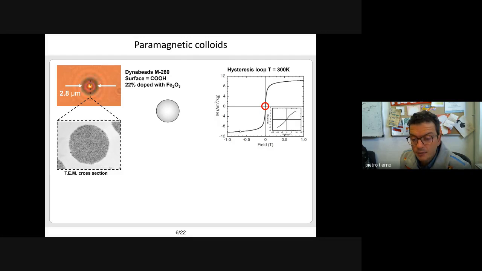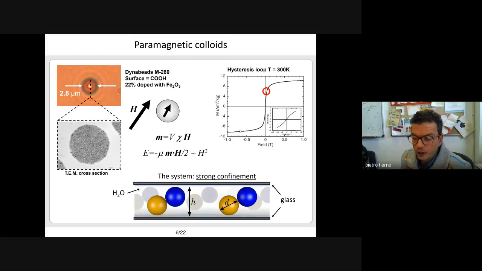And our system is the following. We take two glass slides, glass cover slips, and we confine the colloids such that the distance between the two glass slides is lower than twice the diameter, so that particles cannot jump one on top of the other, but can only pass each other by moving in the plane, not via out-of-plane fluctuation.